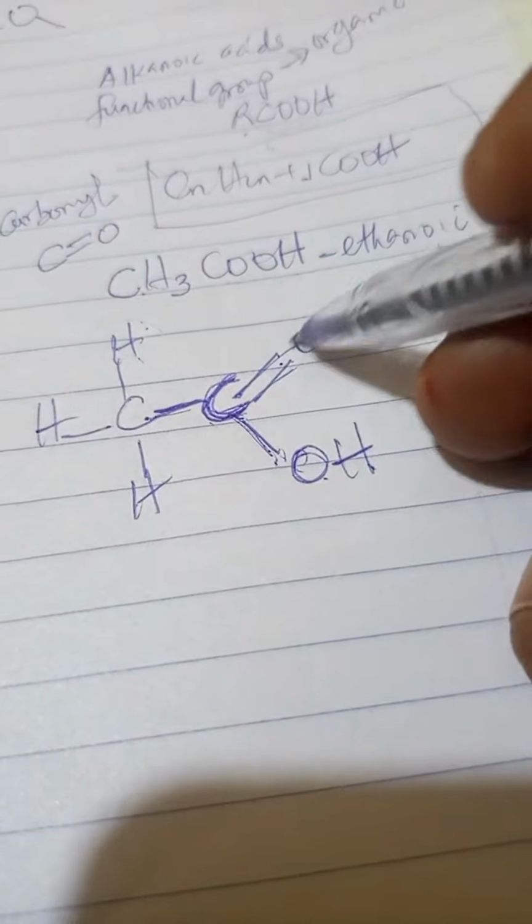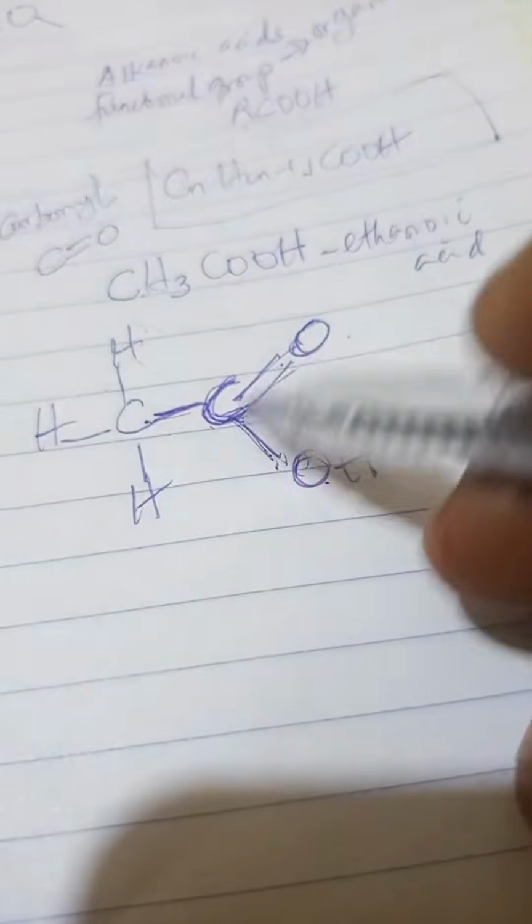So this is CH3COOH. This is how to draw it. CH3. This one is a single bond, but there's a double bond attached to this oxygen here. CH3COOH. You understand? So that's how you identify organic acids. Okay, I hope you understand. Let's do the next one.